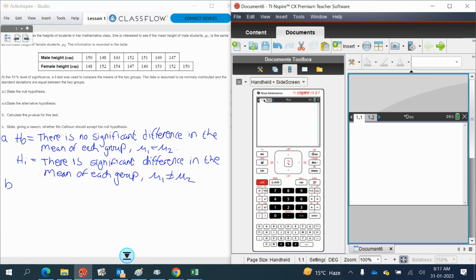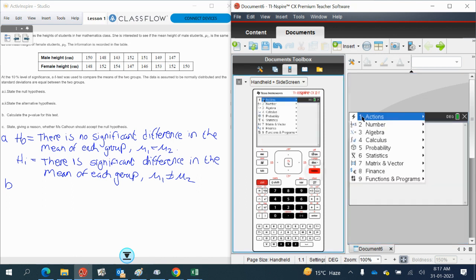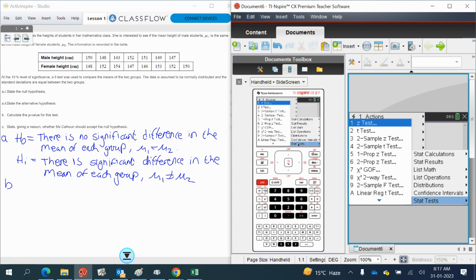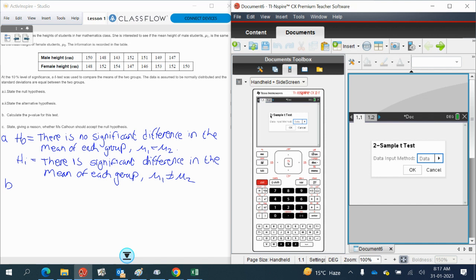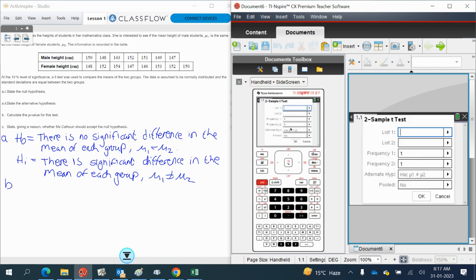Did you do the test? Okay, so what we're going to do, we press Menu, Statistics, Stat Tests, and we're going to do a t-test on this. So it's a 2-sample t-test, number 4. We put data in. So list 1 is the males, list 2 is the females. Then you have to select which alternate hypothesis to choose, depending on how the question is worded.